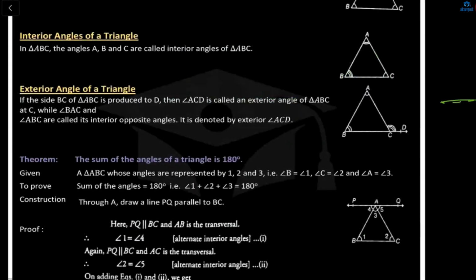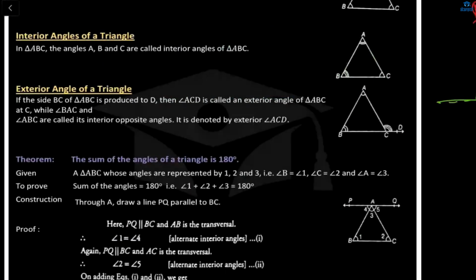Okay, now let's see. The sum of the angles of a triangle is 180 degrees. This is your theorem. Till now you have been using this theorem, that the sum of the angles of a triangle is 180 degrees. But how can we prove that?